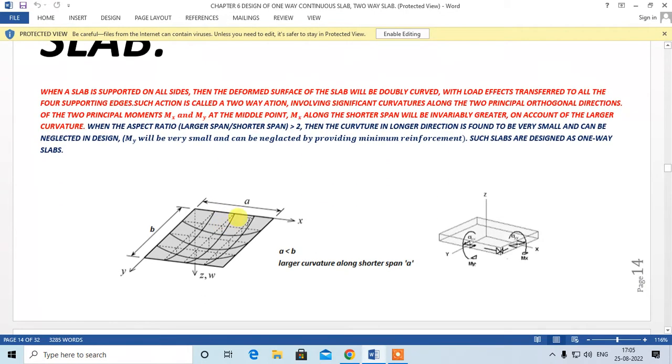Okay, fine. When your aspect ratio, that is B the largest span Ly by the shorter span Lx, which you can say A, is greater than 2, then the curvature along the longer span direction will be very small and it can be neglected. So the moment along the longer direction My will also be very small and can be neglected and taken care of by simply providing the minimum distribution steel required in this direction, as suggested by the code.